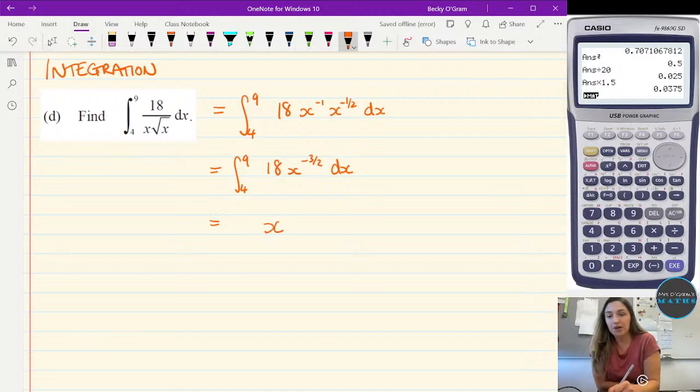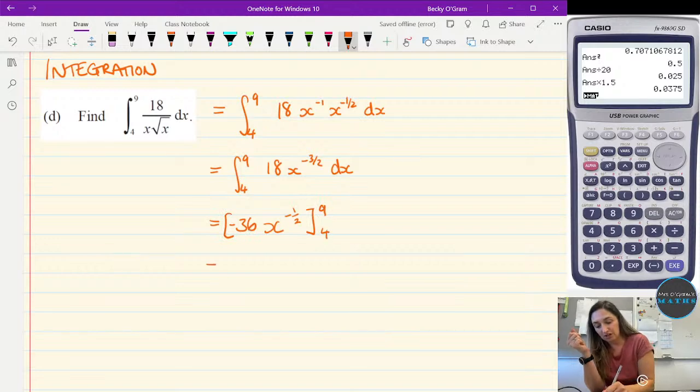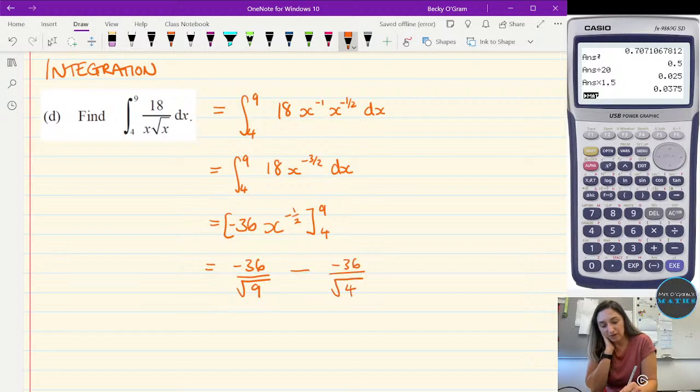Increase the power by 1, so minus 1.5 plus 1 is going to come up the scale to minus a half. Divide by our new power, so we're doing 18 divided by a half. That's the same as doing 18 times by 2, and it happens to be negative as well. Okay, now we'll substitute in the values of 9 and 4. So we have minus 36. X to the minus half means it's over the square root of x. And then we'll take away minus 36 over the square root of x, this time where x is 4. And we'll do that subtraction.